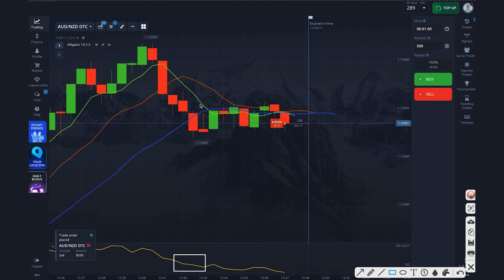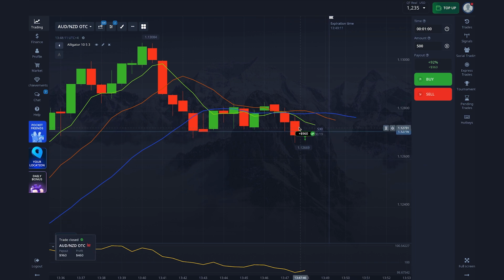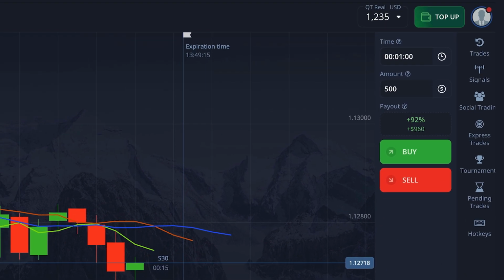The second signal comes from the alligator indicator. When its green line crosses the brown and blue lines from top to bottom, it confirms the downward movement. Such a crossover indicates that a downward trend is beginning to prevail in the market, and buyers are losing control. This signal confirms that the trend continues to move downward. Excellent. The first trade closes with a profit. I earned $460. Let's move on to the next signal.